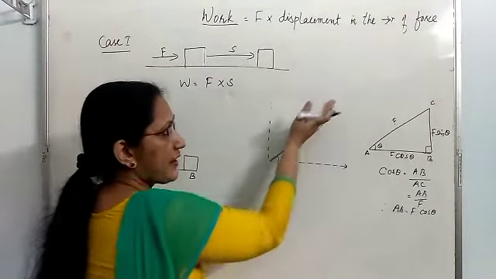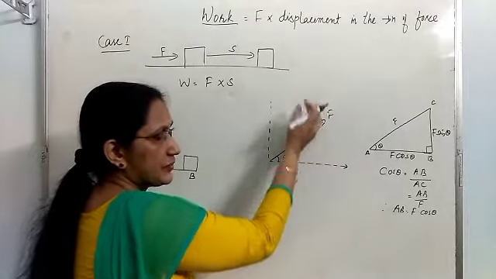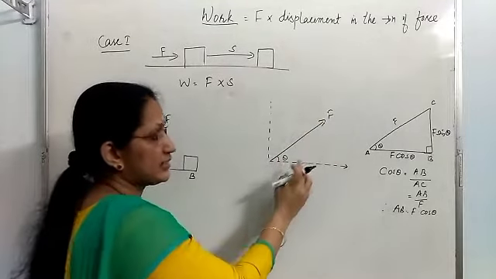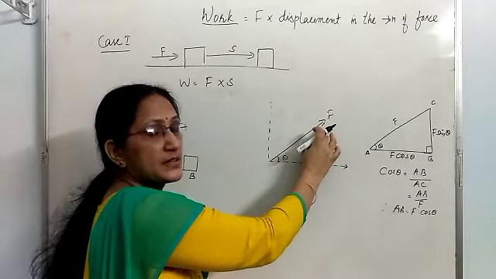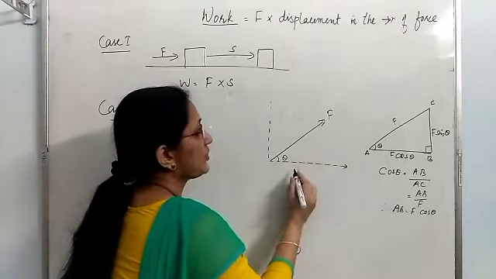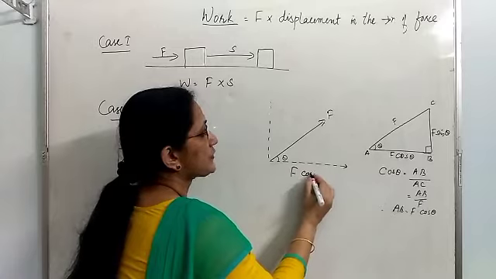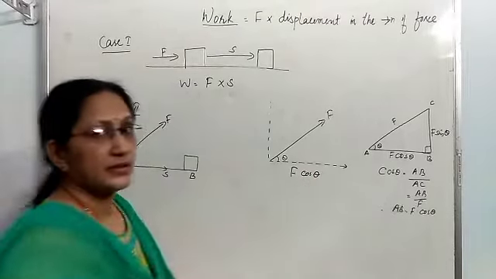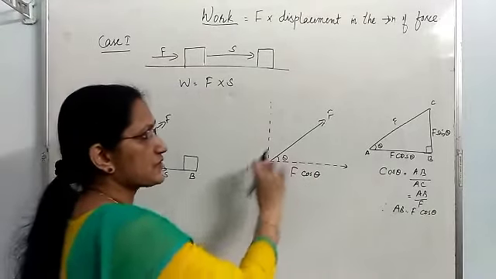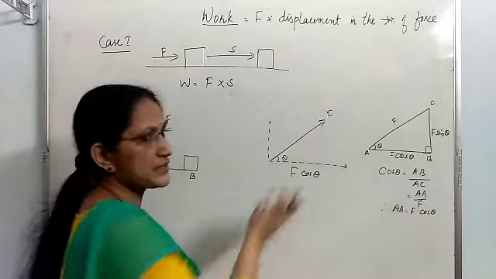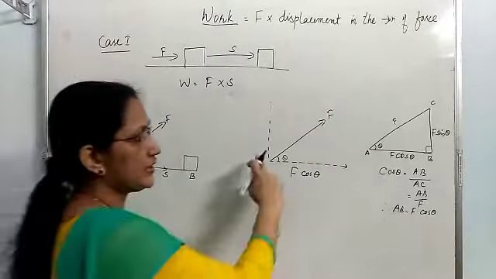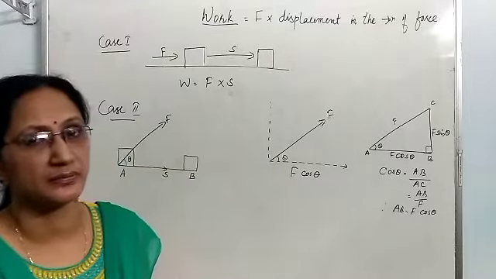If the force acts along this direction, meaning it makes an angle theta with the horizontal, then the component of force available along the horizontal direction is F cos theta. That means the total force is F. Out of that, F cos theta is the force available along the horizontal direction.